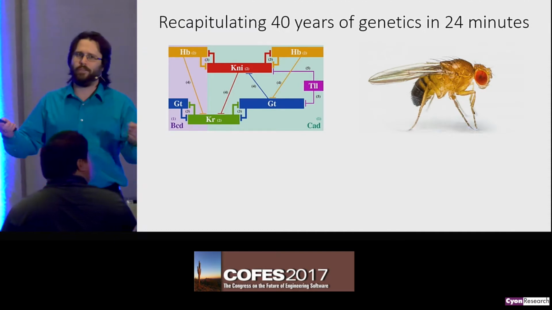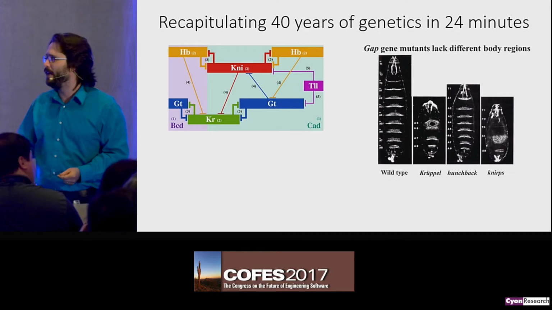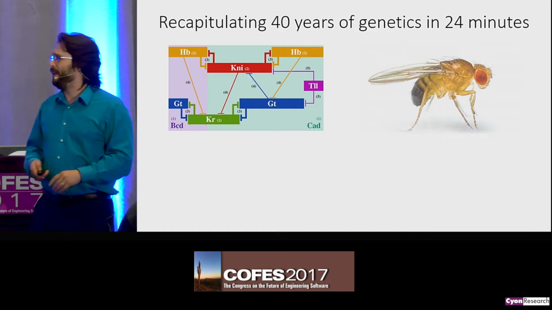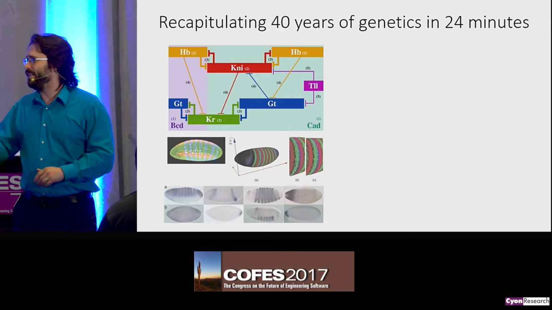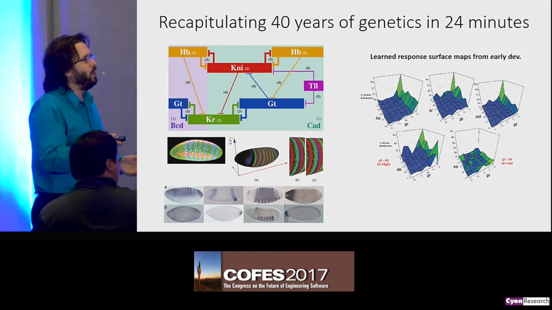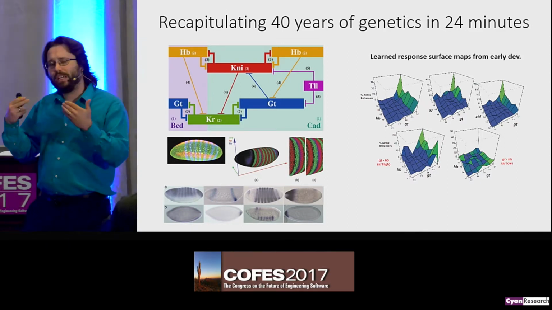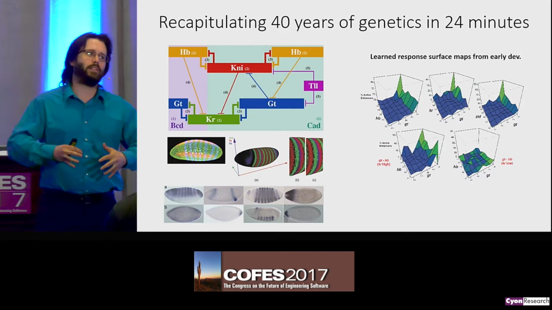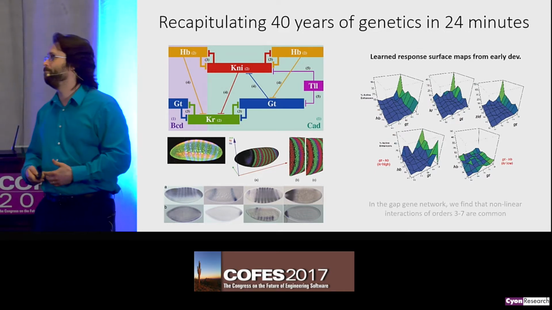We have used this for doing things like recapitulating 40 years of genetics in 24 minutes of CPU time. Body patterning for the fruit fly Drosophila melanogaster was worked out very painfully and slowly with students staring at pictures of fly larvae, and they got this qualitative picture. Now we can take high throughput imaging and genetics data, run our algorithm, recapitulate the genetic network that underlies the system, but also gain additional insight. We can build these response surfaces that show us how genes interact to affect the relevant phenotype. So we get quantitative information, whereas before we only had qualitative.